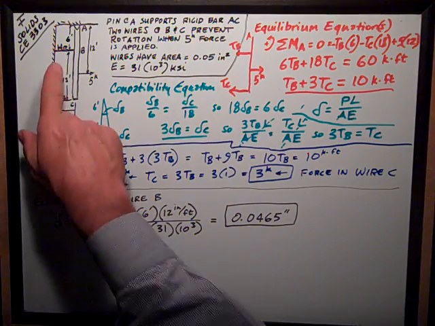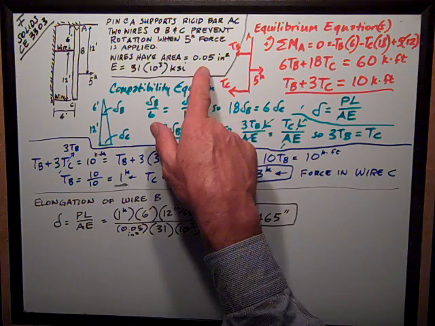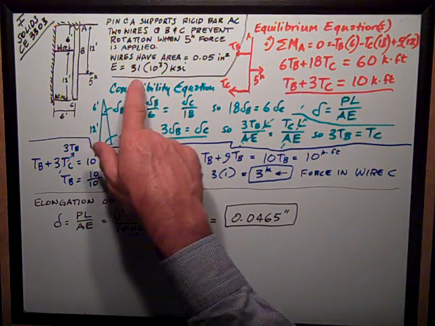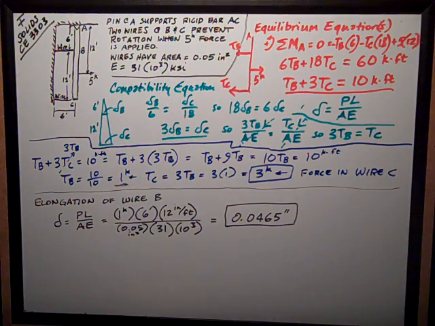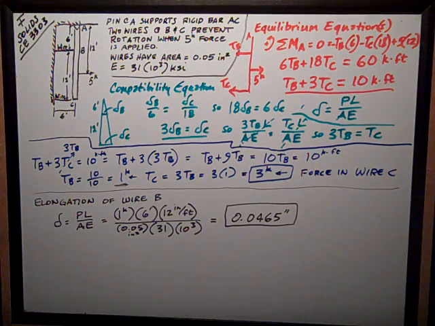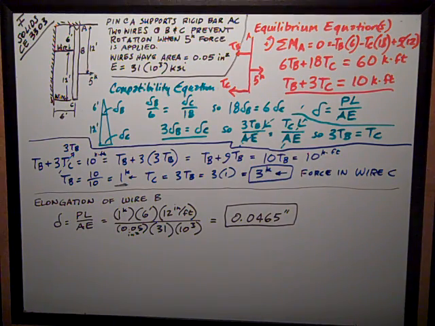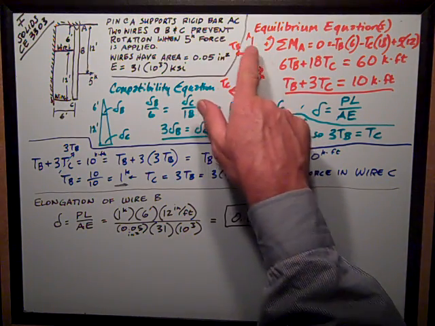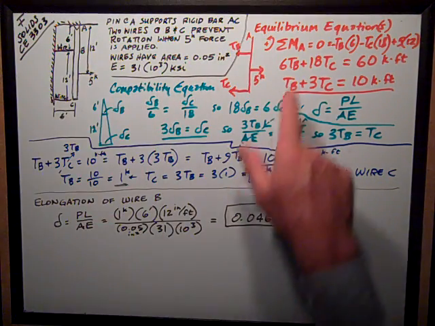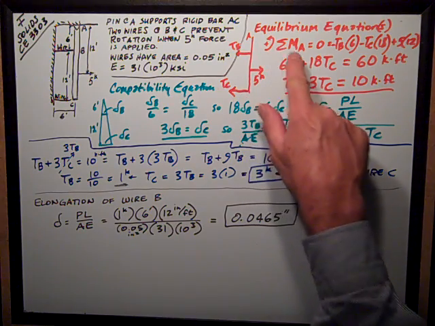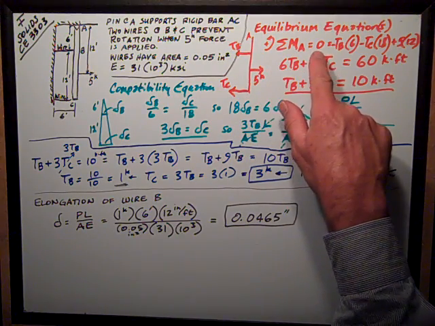Each wire is identical. It has a cross-sectional area of 0.05 square inches and a Young's modulus of elasticity of 31 times 10 to the third KSI. The first part was asking for an equilibrium equation, which is a sum of moments equation, taking moments about point A, the pin, to eliminate those forces, which there's an X and a Y up there. Counterclockwise is positive, it's equal to 0.